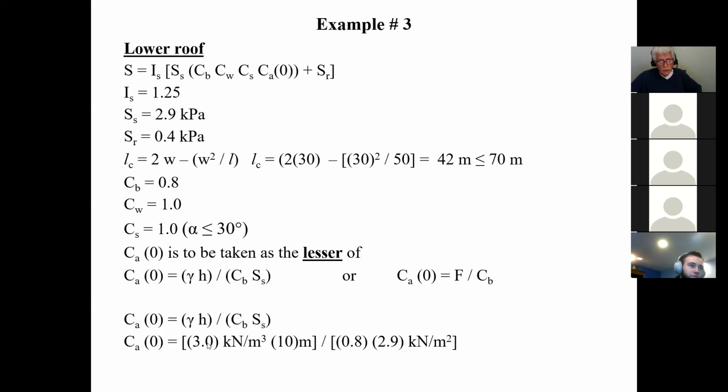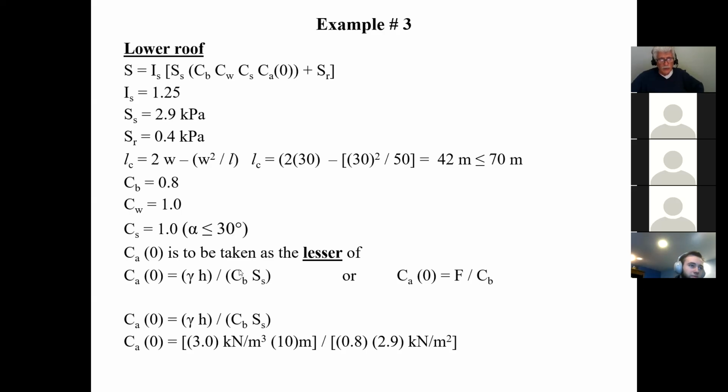Now, I do the first one. I put in the values. The unit weight of snow, I take it as 3.0 kilonewtons per cubic meter. Now, H is 10 meters. I don't know if you guys remember, but if you go back to the sketch, I said one was 40 meters, the other one was 30 meters. Therefore, from the height of the parapet, there's a 10-meter height difference between the upper roof and the lower roof.